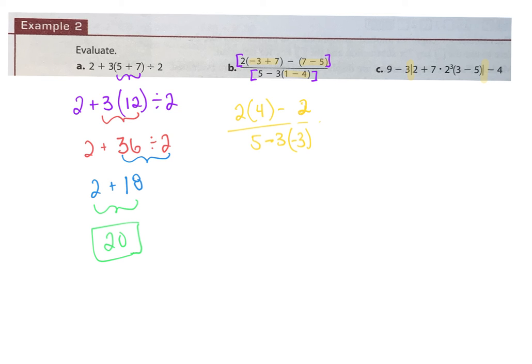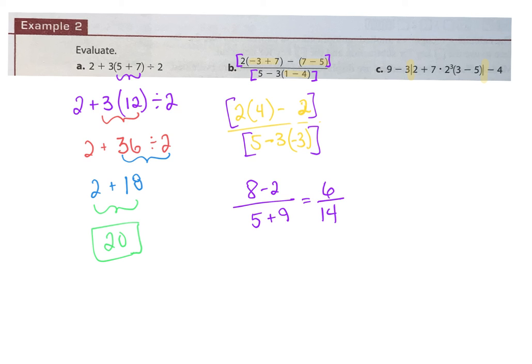Now I'm going to completely simplify the numerator, completely simplify the denominator. Within the numerator, I have multiplication. That's what I need to do first. 2 times 8. And then I have 8 minus 2. On the bottom, I need to do the negative 3 times the negative 3. So I have something like that on the bottom. Pay attention to your positives and negatives as well when you're doing this. So on the top, what is 8 minus 2? 6, and 5 plus 9 is... Do I leave it like this?